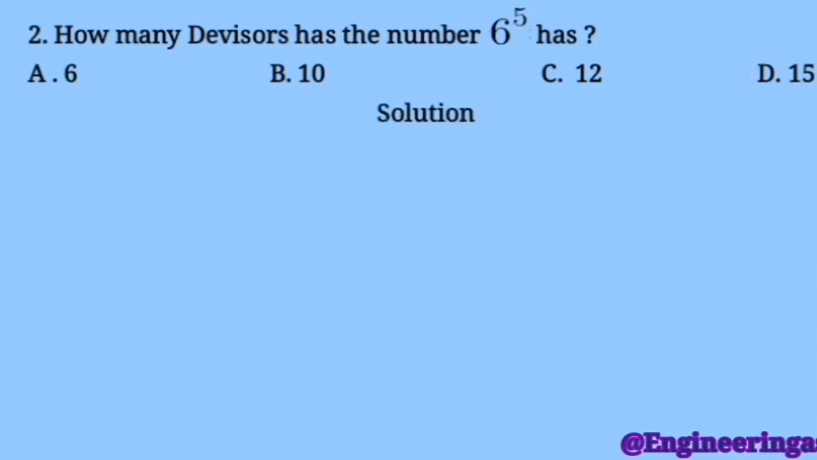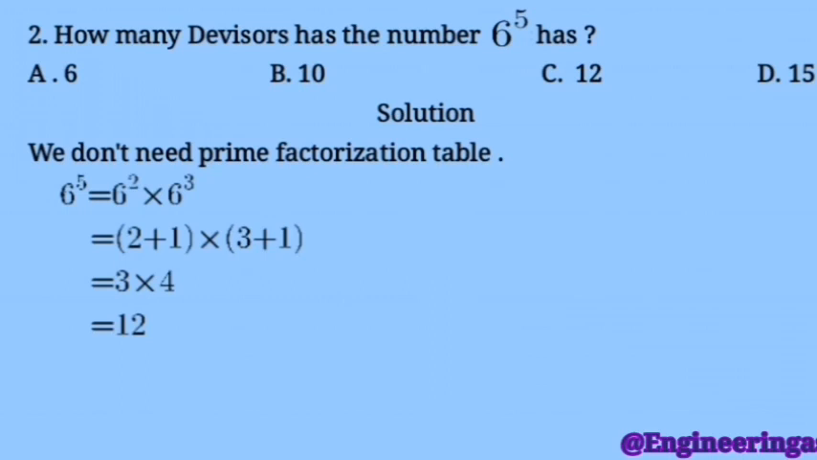Okay, let us see this question. We are asked how many divisors the number has. We will use this trick. 6 raised to 5 means 6 raised to 2 times 6 raised to 3, because they have the same base, so it's possible.